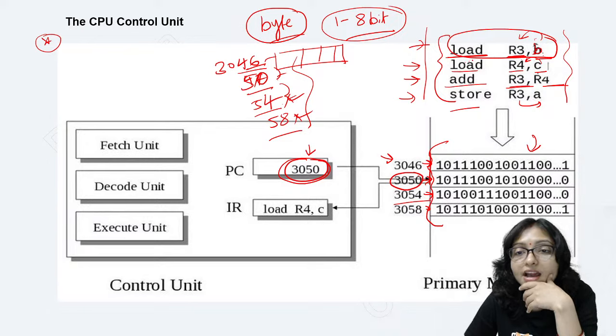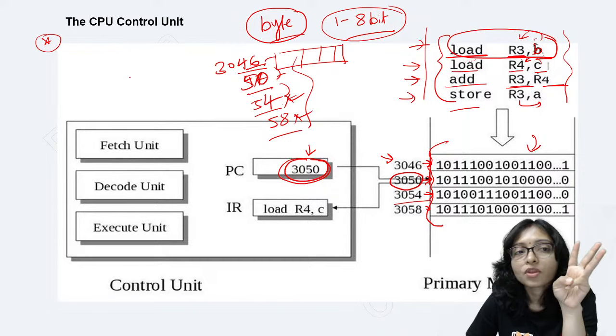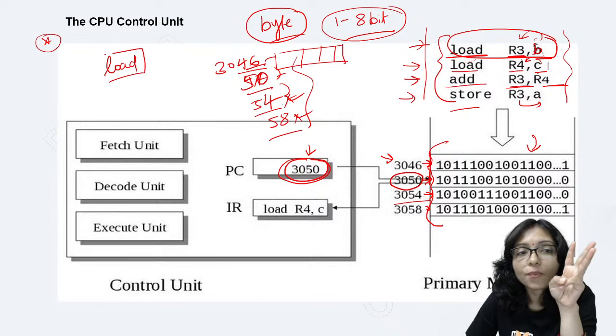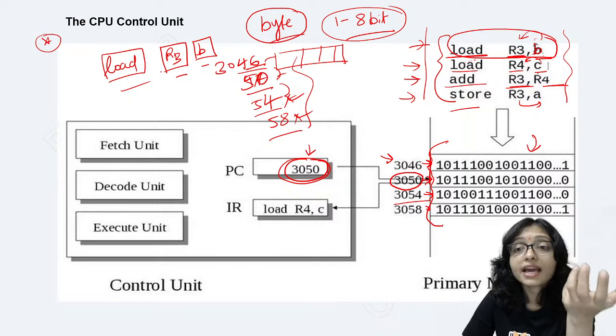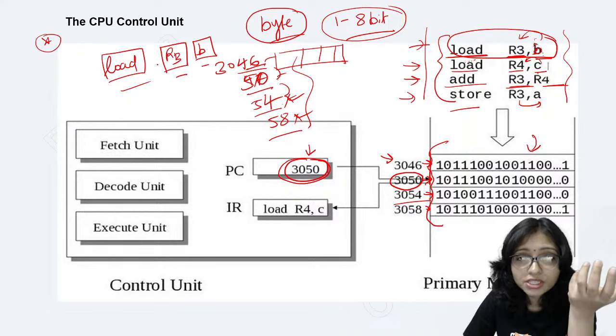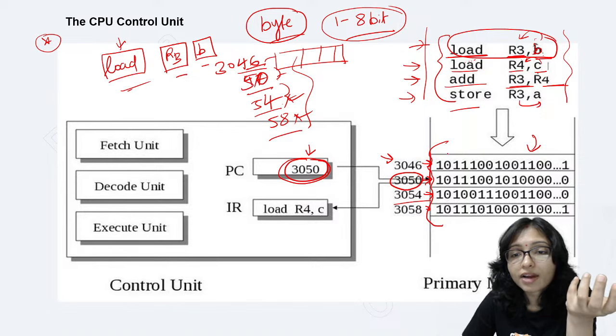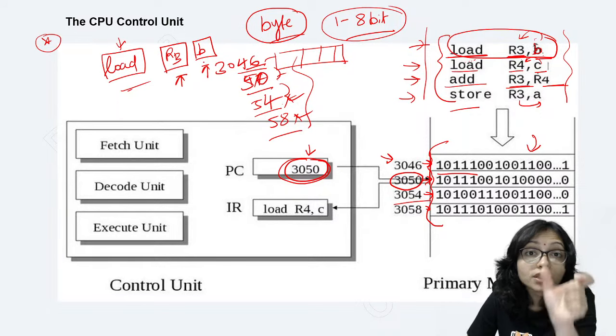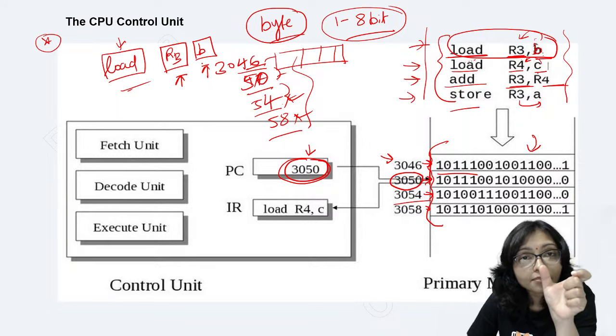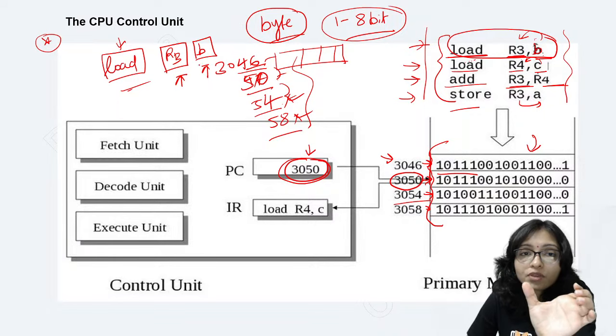Each and every instruction has 3 parts. One is the LOAD, that is the operation part. Then R3, that is one operand. Then B, that is another operand. To save the data, it has to save all of these. LOAD is converted into some binary, R3 will be converted into a binary number, and B will be converted into a binary number. To store that, some space is allocated, right?